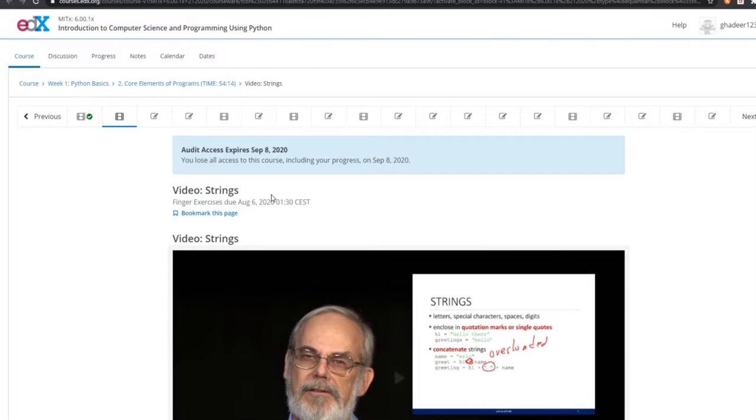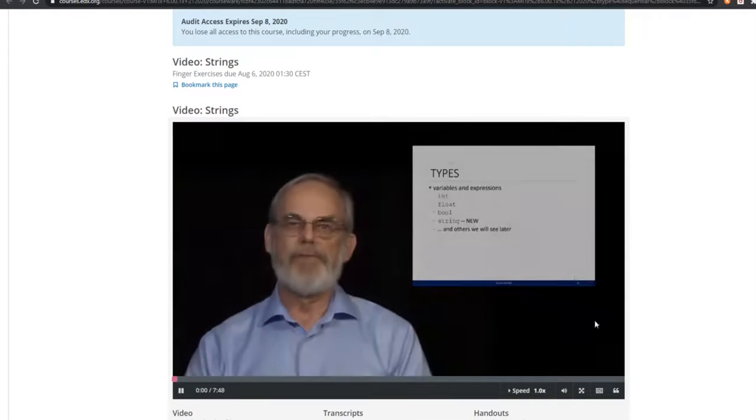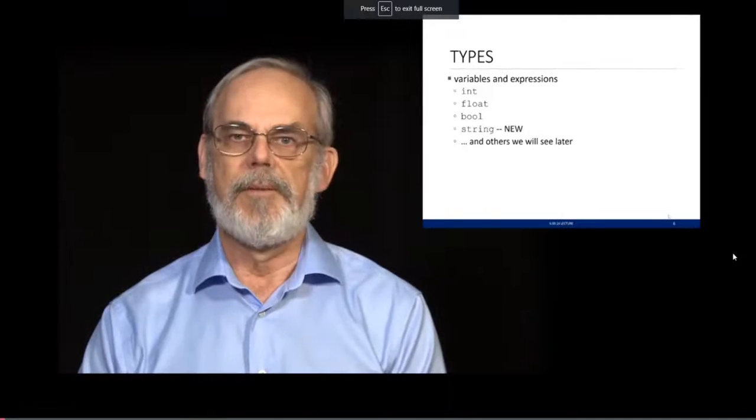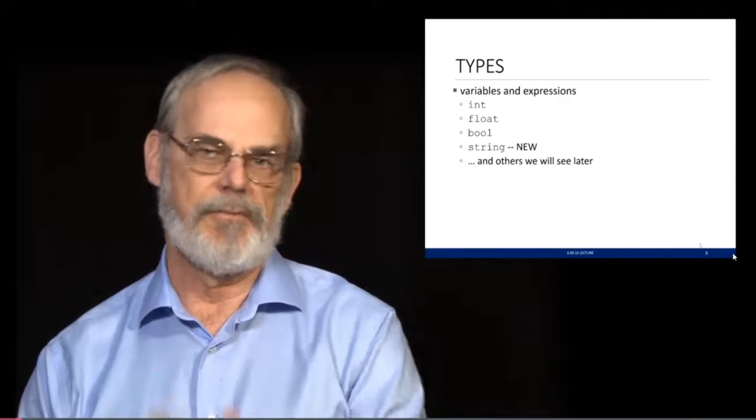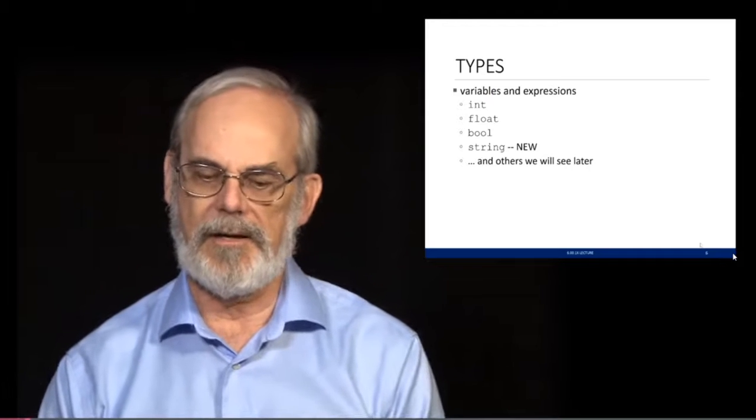Let's jump in. Next video. So far, we've just been playing with numbers. Names for numbers, but basically just with numbers. Now we want to add in one more type of object. We've seen ints, we've seen floats, we've seen bools, which are ways of getting values back out of tests.